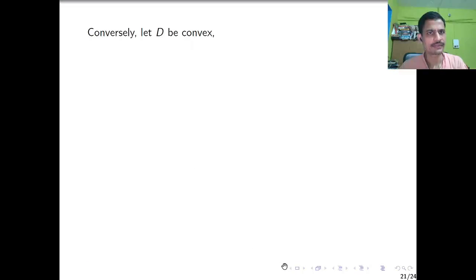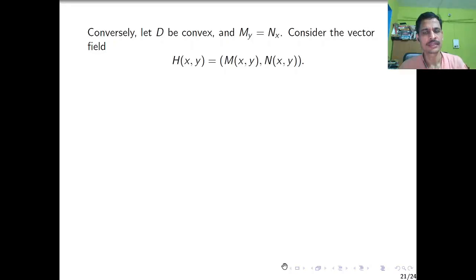Conversely, if the region D is convex and you are given that M_y is equal to N_x, then consider the vector field, namely a function H on the xy domain valued onto R2, that is the two-dimensional plane. So H(x,y) is defined as the ordered pair where the first entry is M(x,y) and the second entry is N(x,y). Consider this vector field.